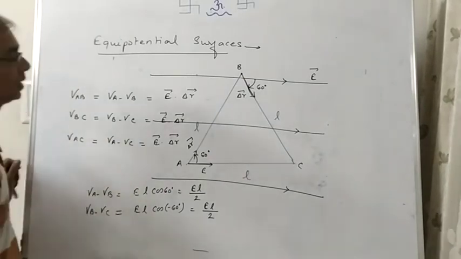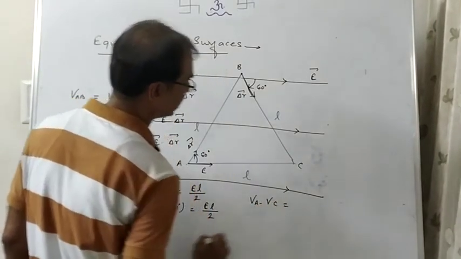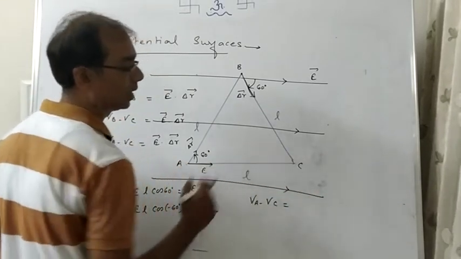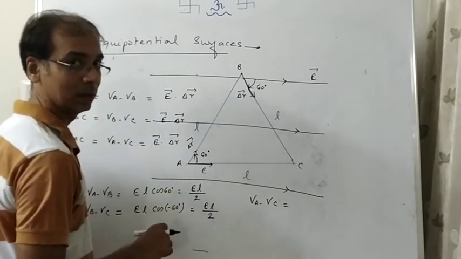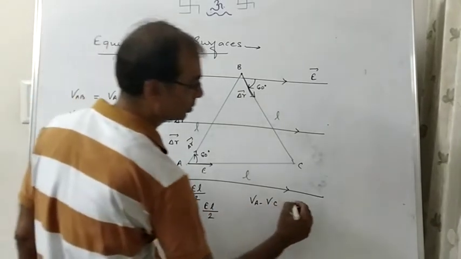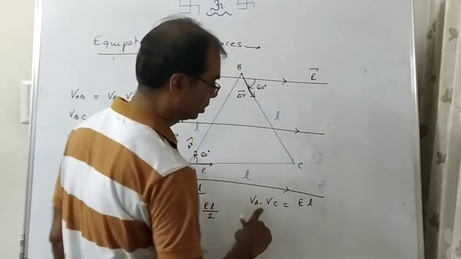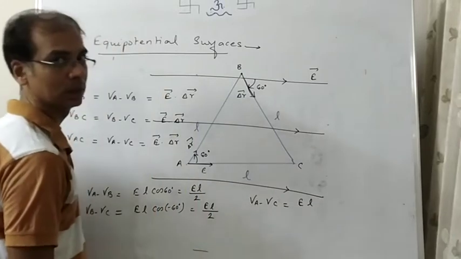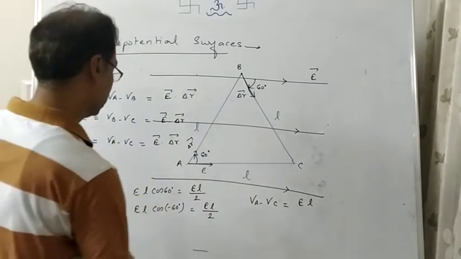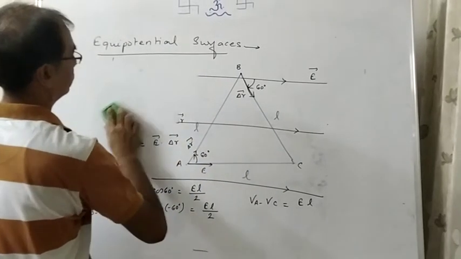Then we have VAC, that is VA minus VC. In VA minus VC, the electric field is in this direction and you are also moving in this direction. That means the angle between dr and E is 0 degrees. So what will come over here? E into L into cos 0, that means 1. So VA minus VC is equal to E into L. I hope the thing is clear to you. Let's see further what we can do.